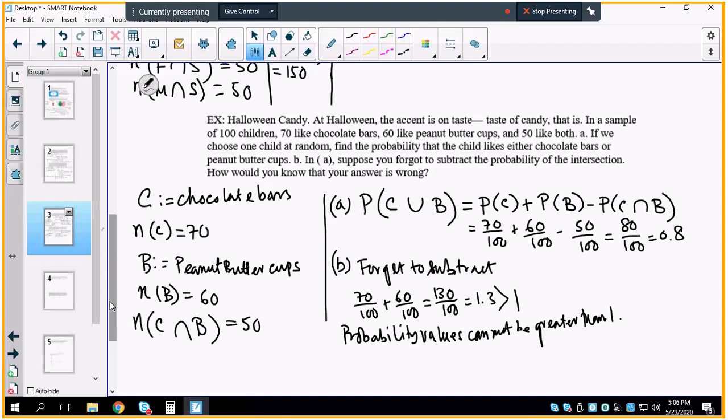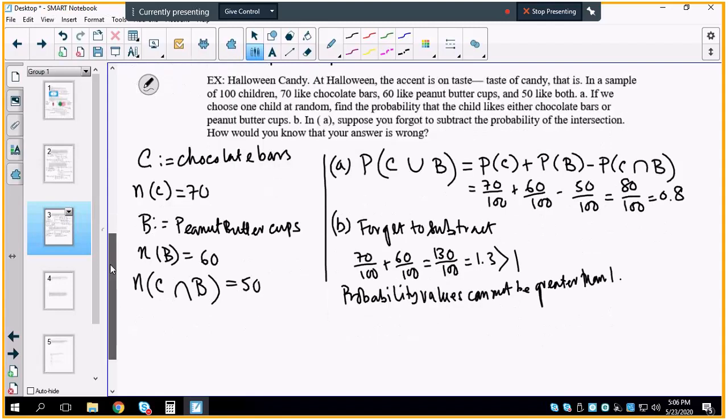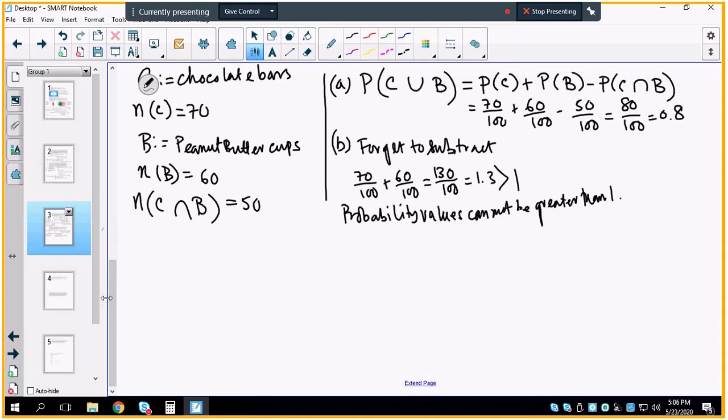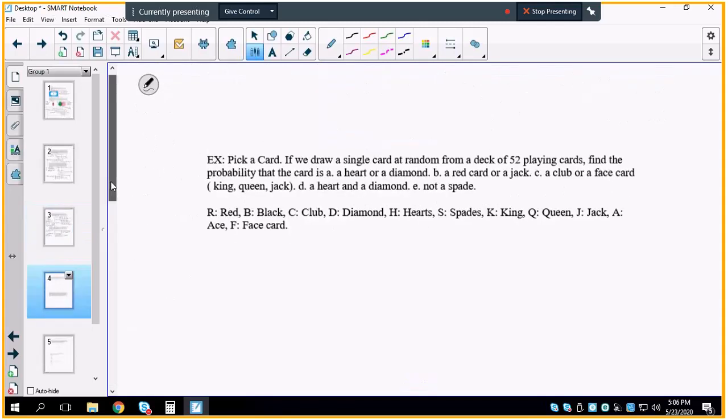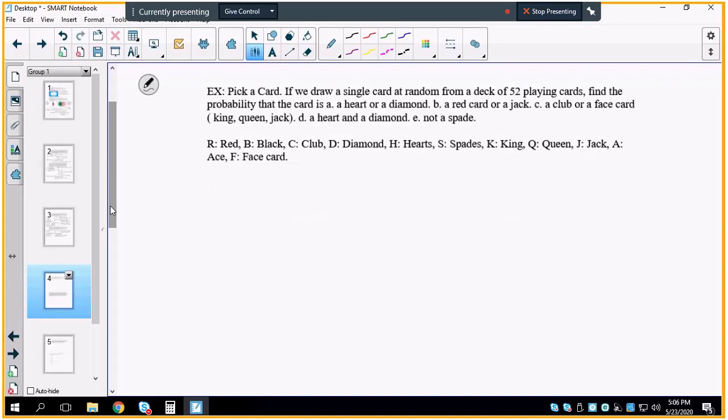And that answers my question. Hence, I get to say that my answer is wrong. All right, we'll carry on. Our next example is picking a card.